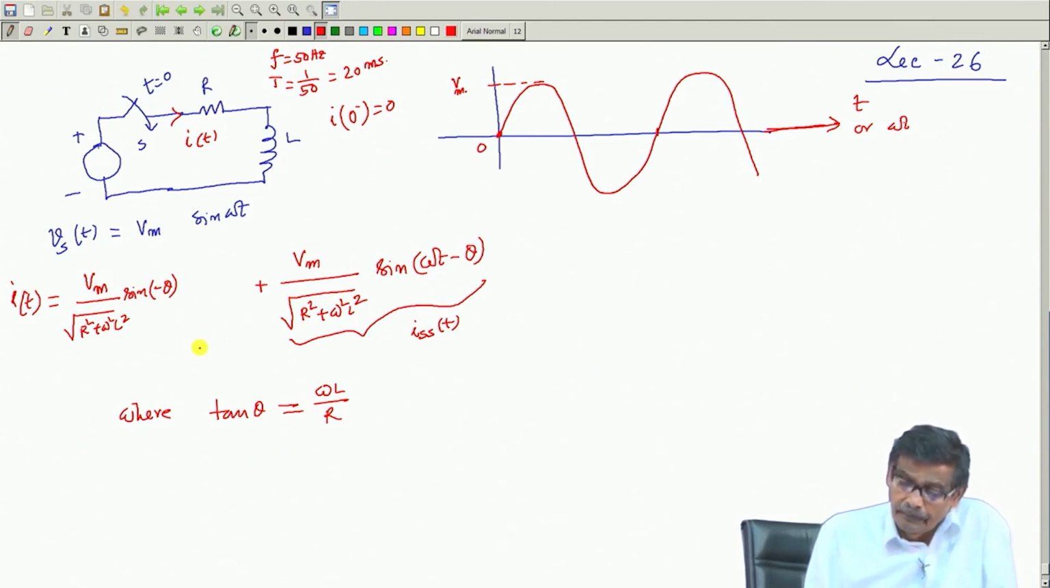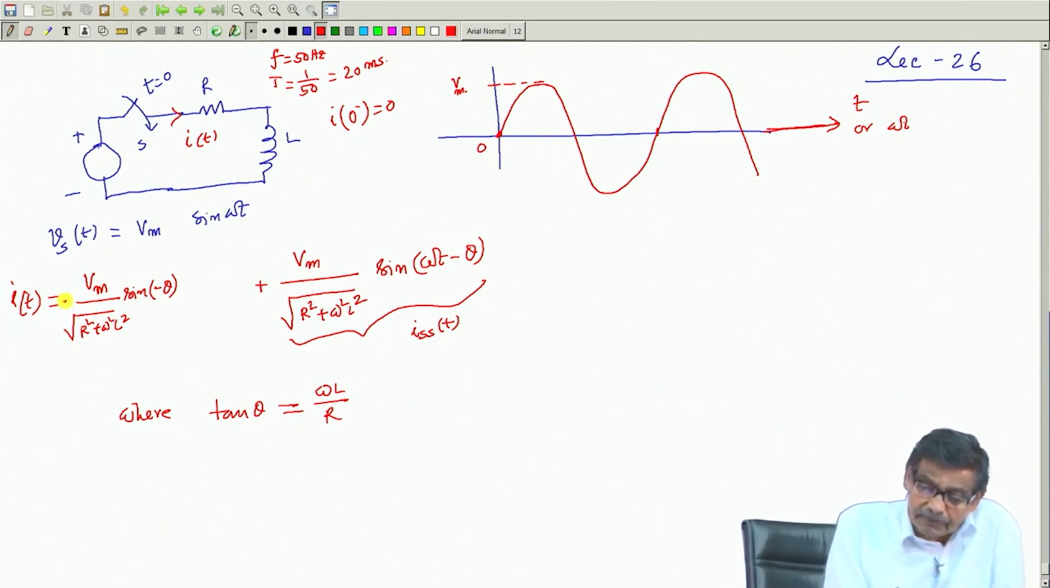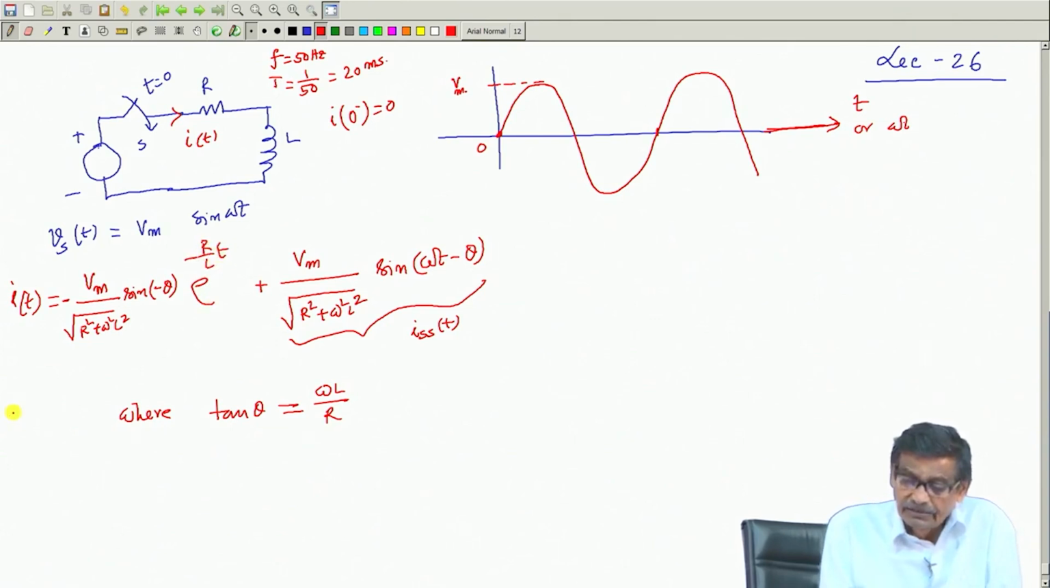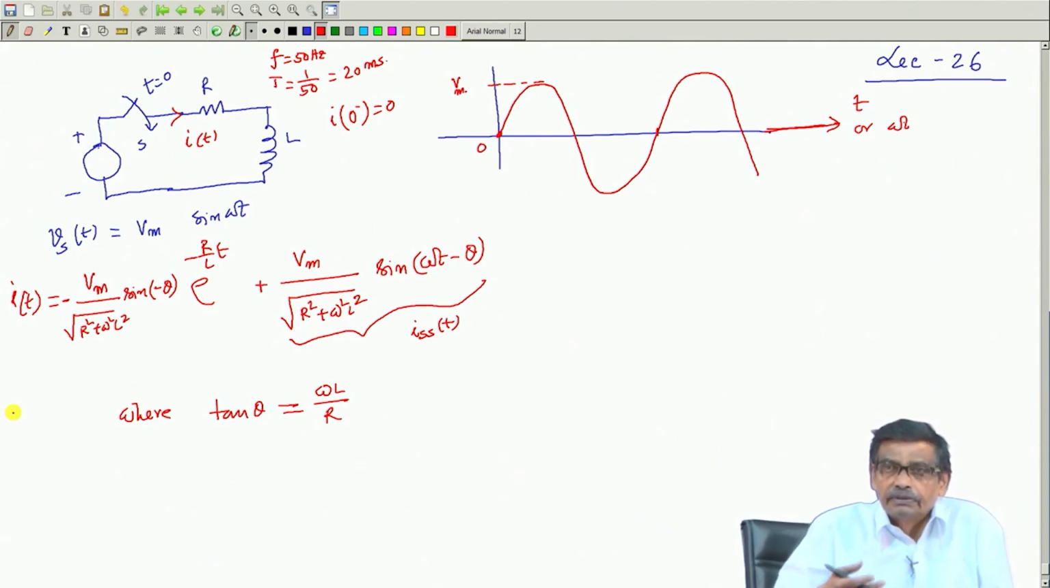Therefore, a current must appear to make it 0 at t equal to 0, a term like that, and then e to the power minus R by L into t. This will be the solution, and this I can write by inspection. I expect you to develop this kind of reasoning, because after all current has to start from 0.